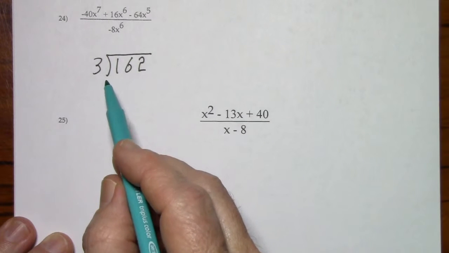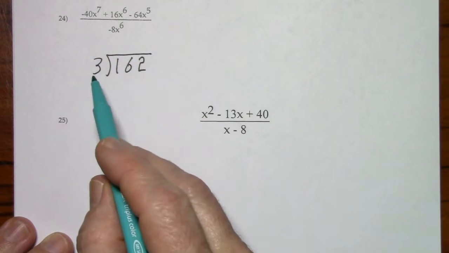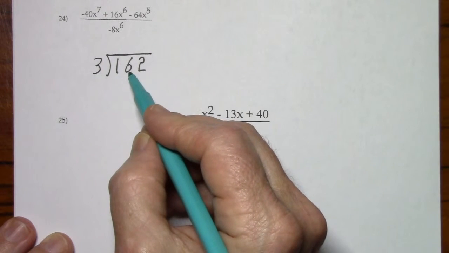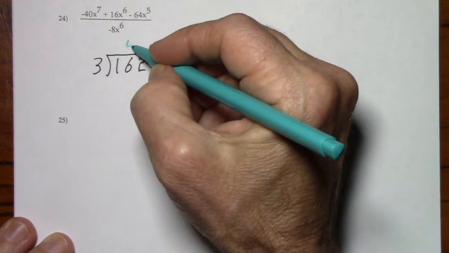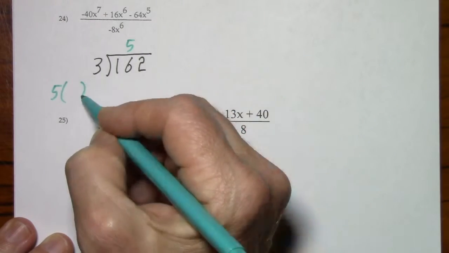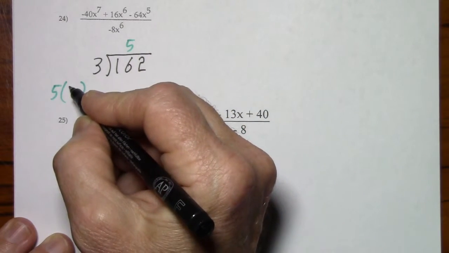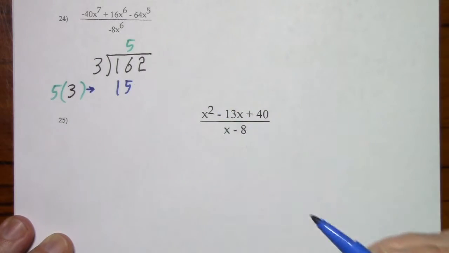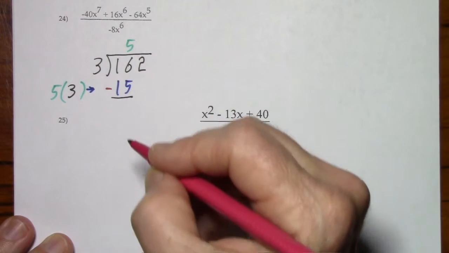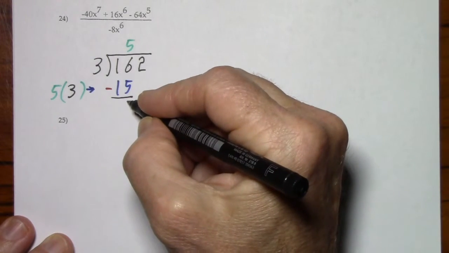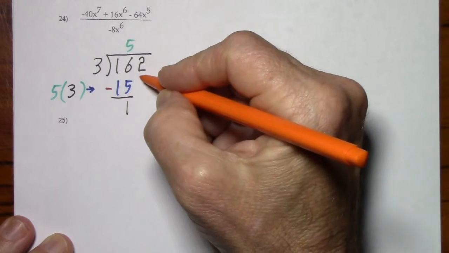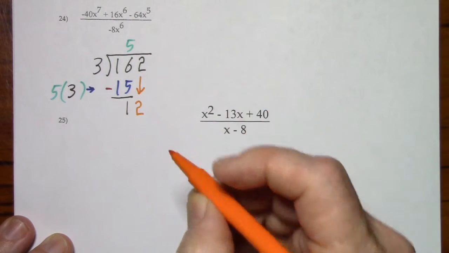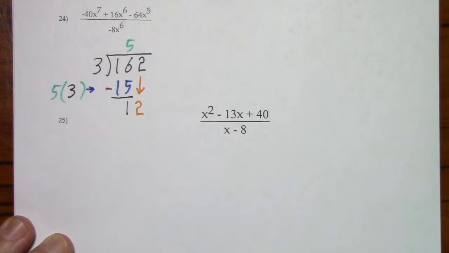So a quick refresher, if you have 162 divided by 3, you say how many times does 3 go into 16? 5 times. And then you would say 5 times 3 is 15. You would subtract. You bring down the next digit. And then you repeat the process.